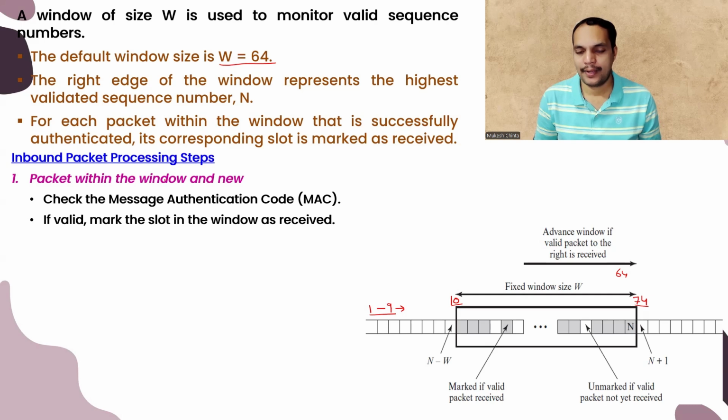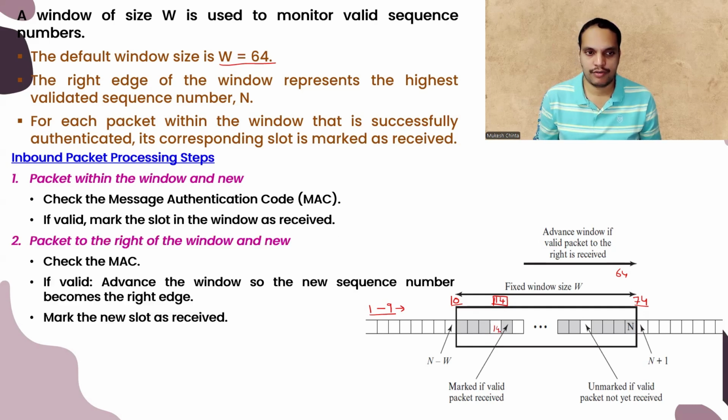Okay. What happens, sir? Inbound packet processing steps. Let me take this and explain. Packet within the window and new. Now, if I have received a packet with the number 14, okay, this is a new packet within my window. First I will check the authenticity of this packet. If the MAC code of packet number 14 is okay, I know that it has been received without any tampering. I am going to simply accept the packet and put it here. Now, mark the slot in the window as received. Now you know that 14 is also received.